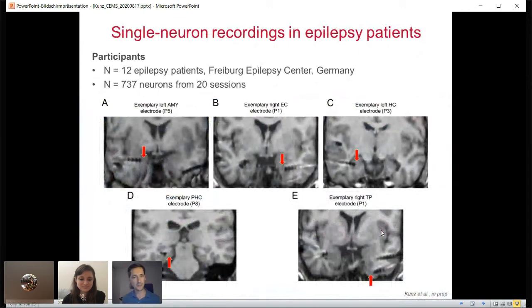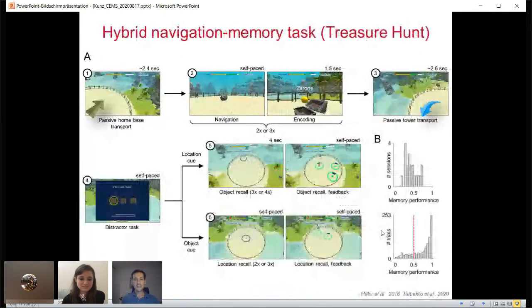In this study, 12 epilepsy patients participated and we recorded 737 neurons in 20 different experimental sessions. Again, we recorded single neuron activity from different regions of the MTL. In this case, the participants performed a hybrid navigation memory task called Treasure Hunt, which was developed by the Jacobs Lab at Columbia University.